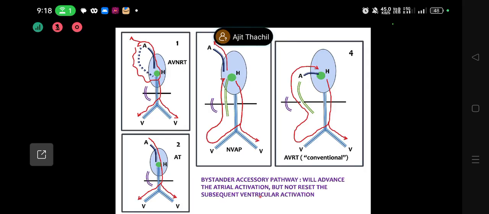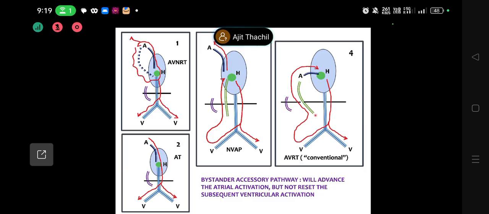Now we can have this also. See, in all of these circuits, there may be what we call bystander accessory pathways. These accessory pathways are just sitting there. They are not inserted into the antegrade limb of the circuit. But let us see what will happen in this case. The antegrade limb of the circuit is coming down here. This ventricle is activated here. So this entire His-Purkinje system is refractory, and a PVC comes here. That PVC might choose to go up this accessory pathway.